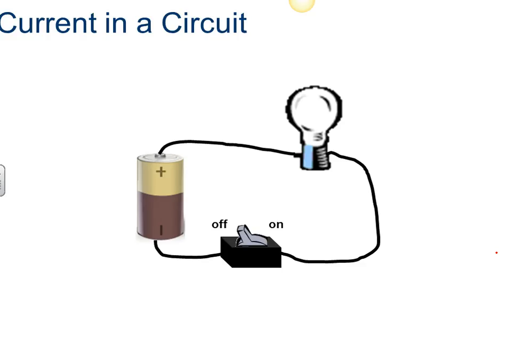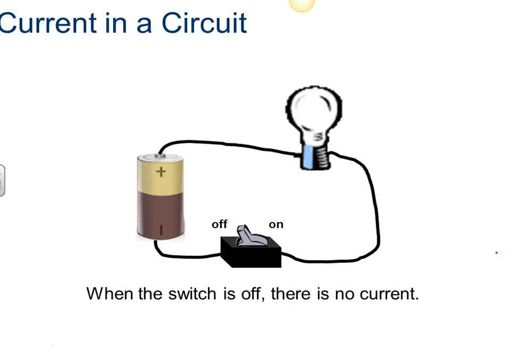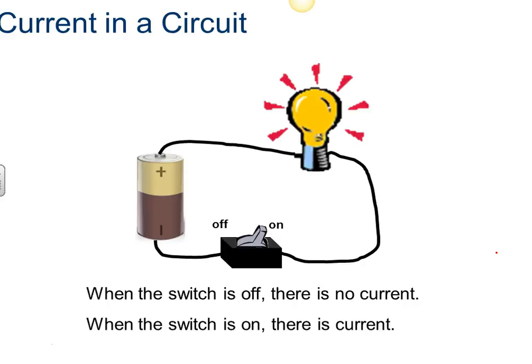So following that analogy, if we look at the current in a circuit, when the switch is off, there is no current. When the switch is on, there is current. And the reason for that is that if the switch is off, off is a broken circuit. The mechanism of the switch itself opens the circuit, so that there is a non-continuous conductor. The conductors end there.